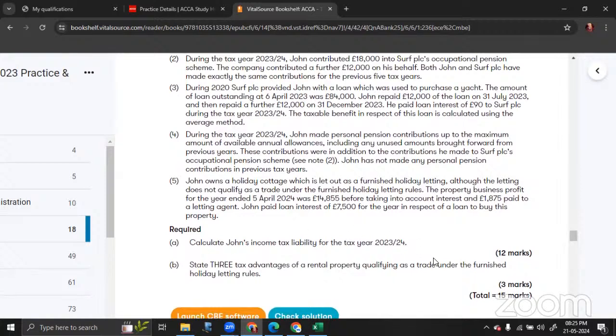Now, that is a 3-mark question. Just write 3 points in complete sentences. Don't write bullet points. Complete sentences, 3 sentences. That's it. You'll get your marks. Next, the computation of income tax liability.